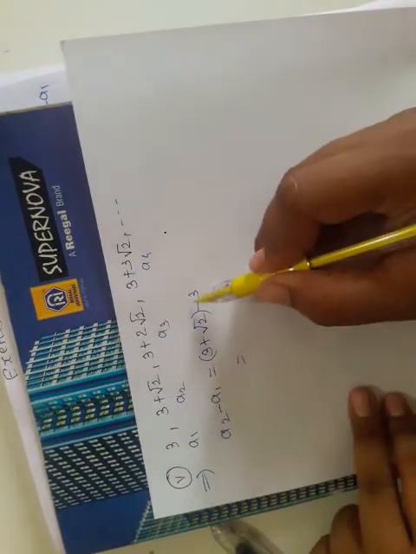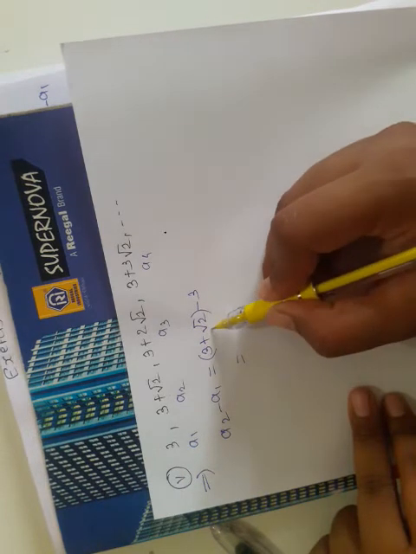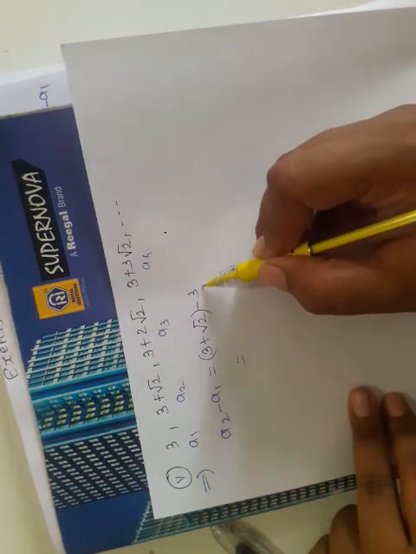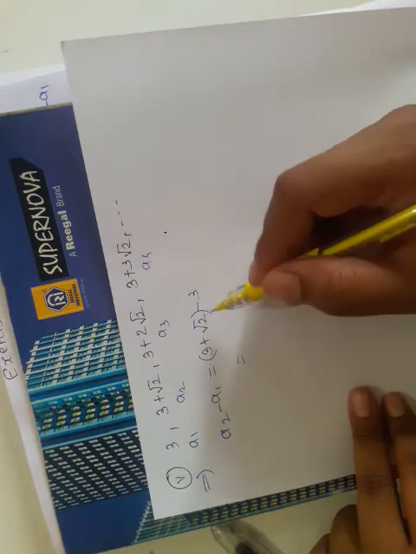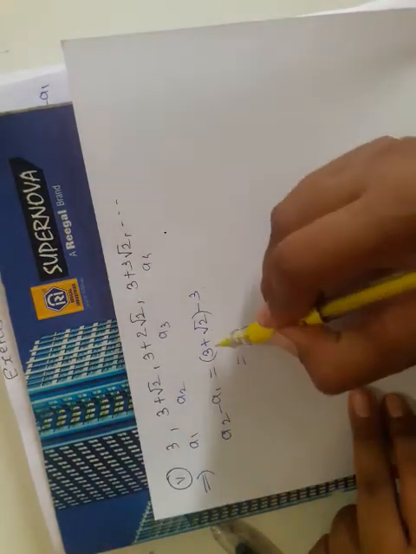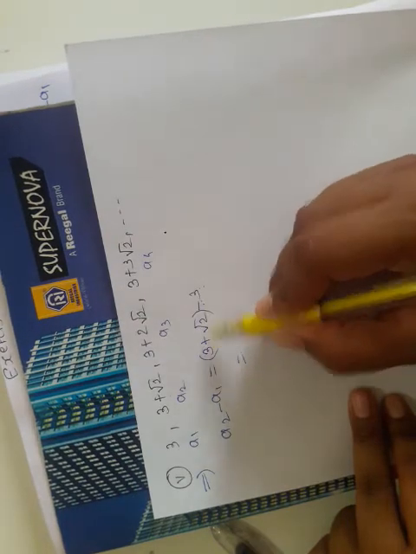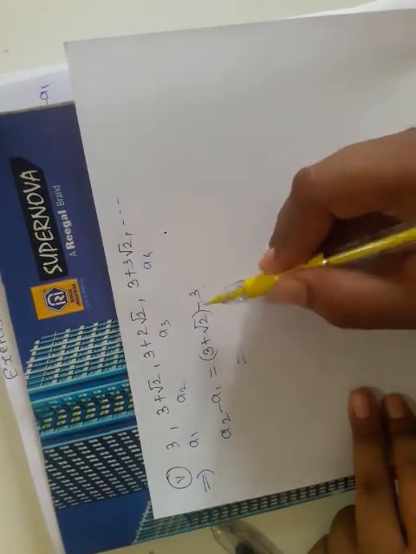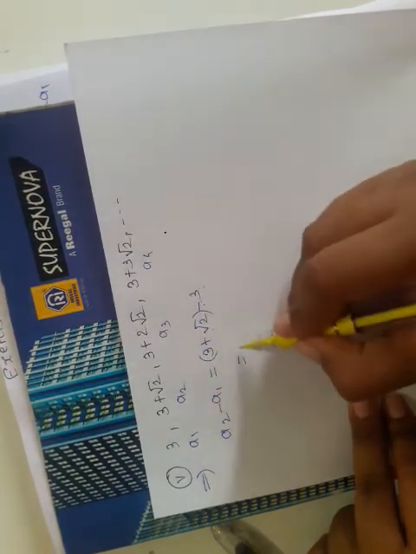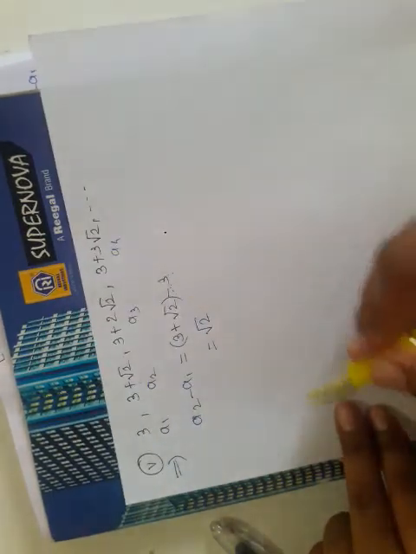In this expression, 3 plus root 2 and this 3 are separate terms, so 3 minus 3 is 0. So we get A2 minus A1 as root 2.